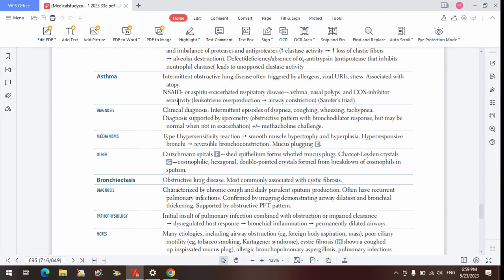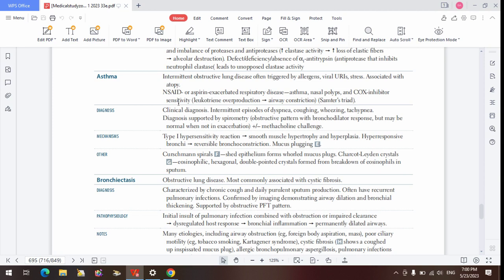Leukotriene is also one of those inflammatory mediators that drive the allergic process in asthma. That's why one of the modalities of treatment is by giving leukotriene antagonist. So leukotriene causes bronchoconstriction. So if we are now finding someone whose asthma symptoms are exacerbated by use of NSAID or aspirin, I check their nose, we are seeing nasal polyp, that's likely to be Samter's triad.